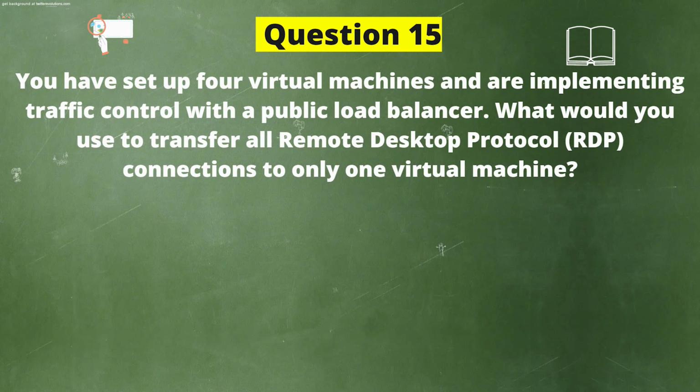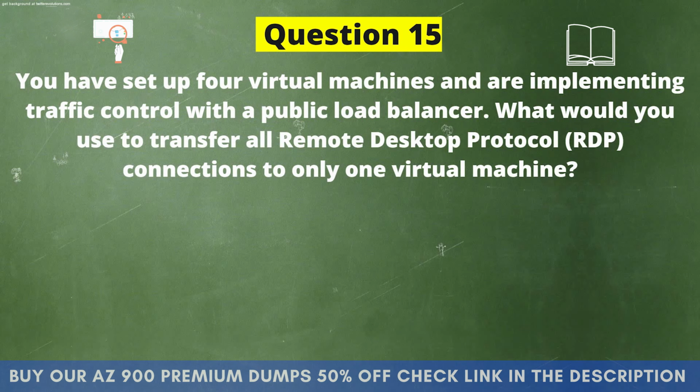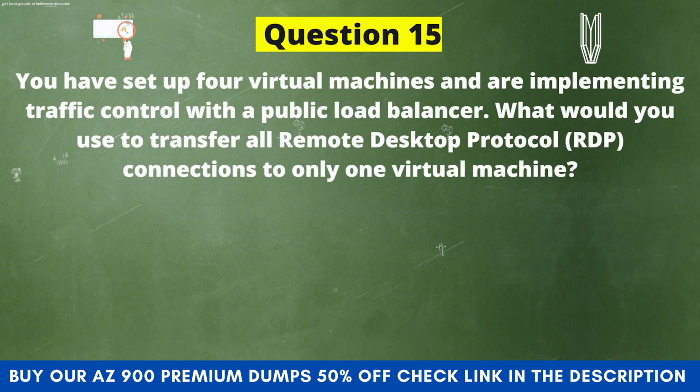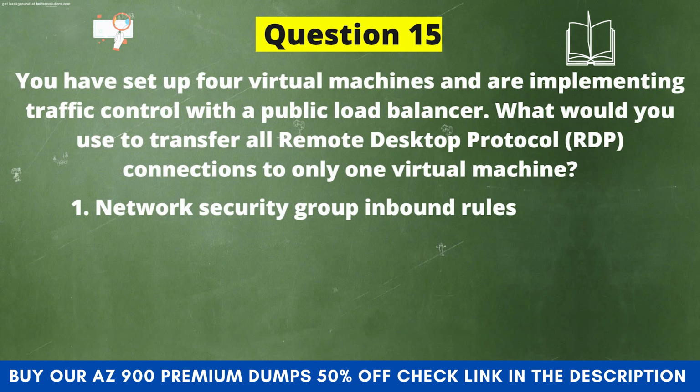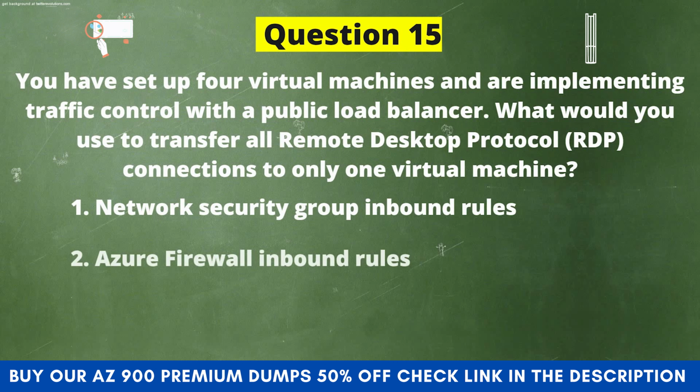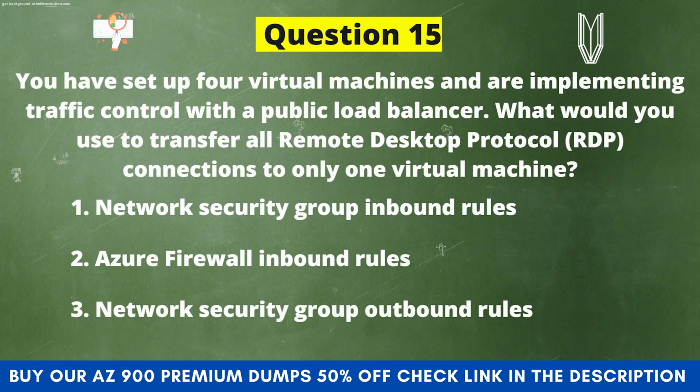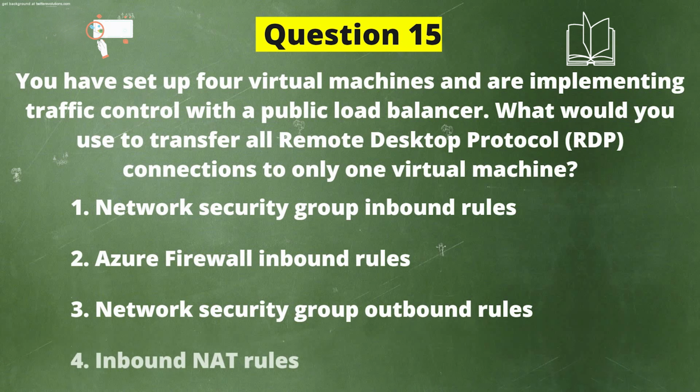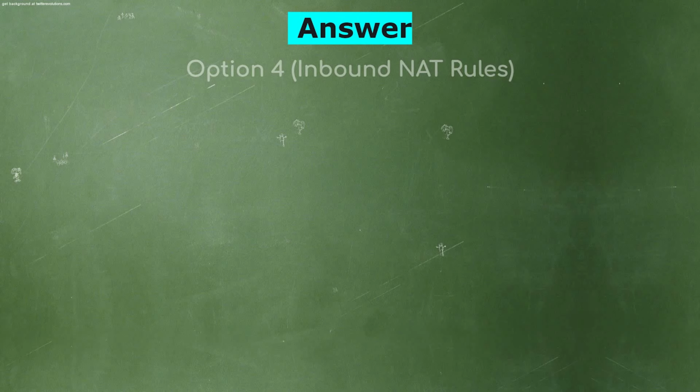Next question. You have set up 4 virtual machines and are implementing traffic control with a public load balancer. What would you use to transfer all remote desktop protocol connections to only one virtual machine? And the options are 1. Network Security Group Inbound Rules. 2. Azure Firewall Inbound Rules. 3. Network Security Group Outbound Rules. 4. Inbound NAT Rules. And the correct answer is option 4.